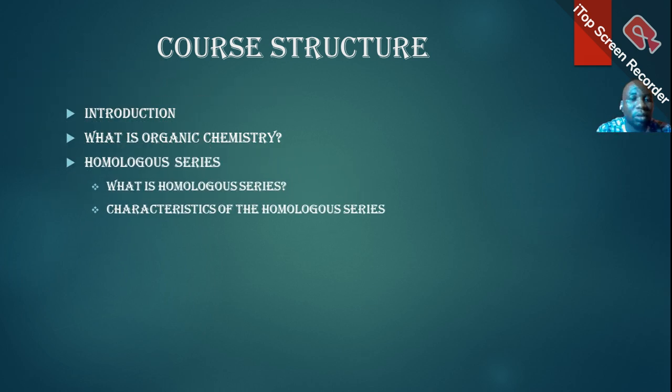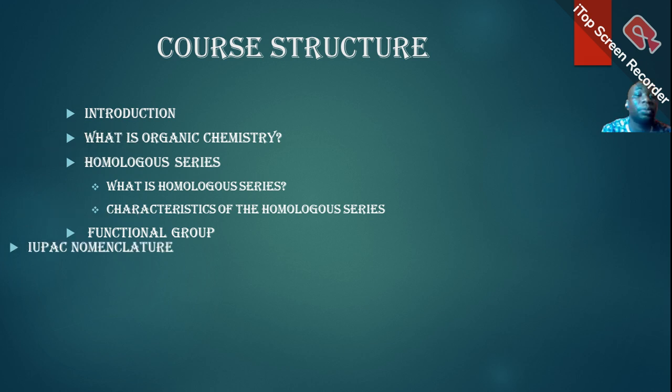Then we look at homologous series. We define what the homologous series is, the characteristics of the homologous series, and we also look at the functional group. What do you mean by functional group? How do you determine the functional group of an organic compound? How do you know the family of the homologous series the compound belongs to from the functional group?